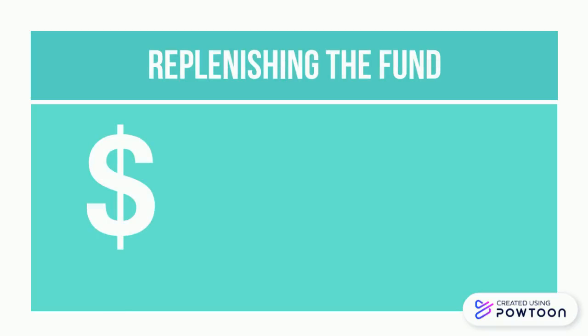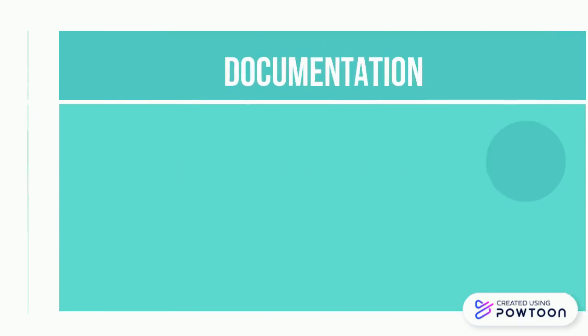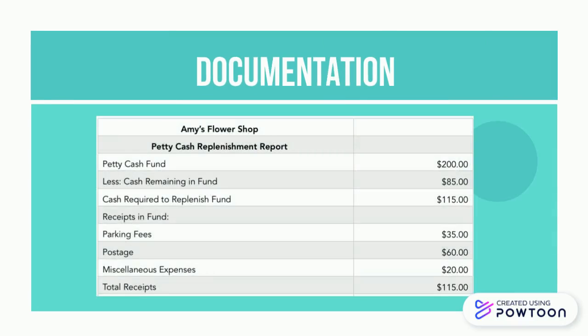The final step of petty cash fund is replenishing the fund. As the fund decreases, it is important for us to bring it back to the original amount. This is done by counting the remaining cash on hand, and then the business will write a check for the cash used. Then a petty cash replenishment report is done, where it includes the petty cash fund minus the cash remaining in fund, which equals the cash required to replenish the fund.